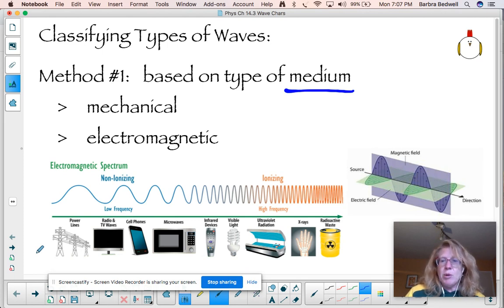So mechanical waves, usually it's mechanical, they use that phrase because it's a wave that's traveling through stuff. Electromagnetic waves usually not necessarily traveling through stuff. They can, but it's not as required. So key difference between those two.